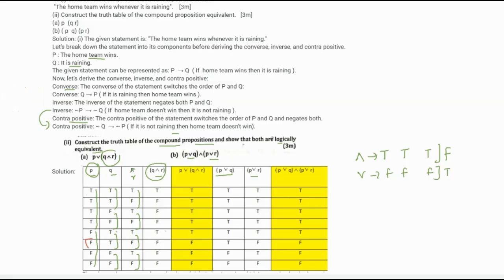Here we have F and F, it is F. F and F, it is F. F and F, it is F. So this is your LHS. Now we'll go on with the RHS.